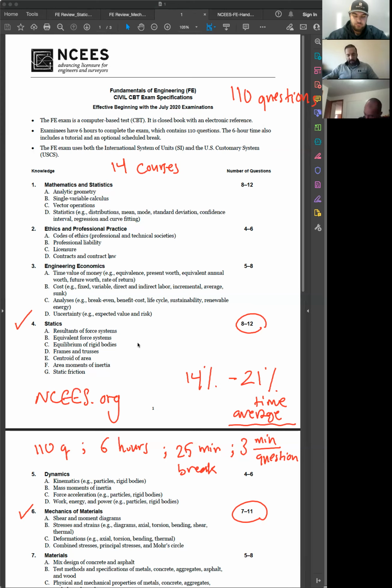The next thing is, in the exam, you will be given a reference handbook that you can use. It contains the equations, information, and concepts that you can use during the exam to solve the problems. If I'm not wrong, this handbook is also available for free on the NCEES website, so you can download it and use it for practice.